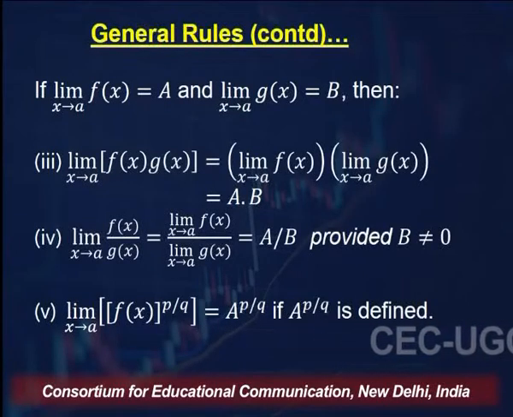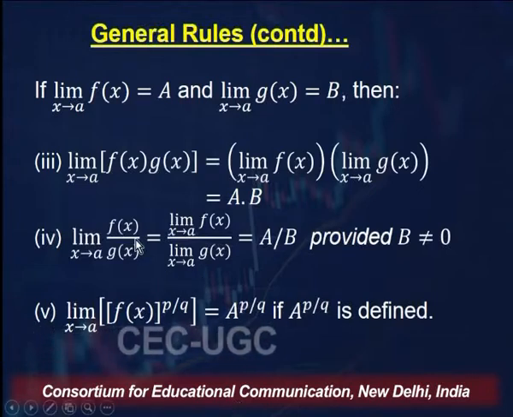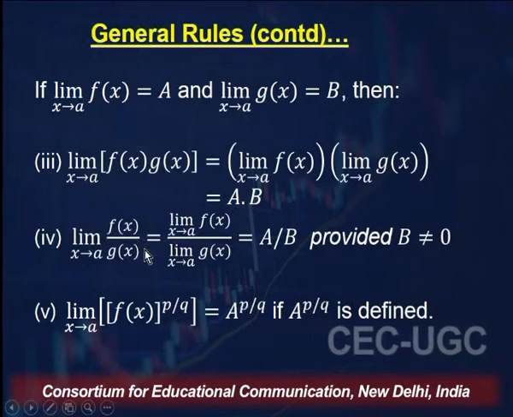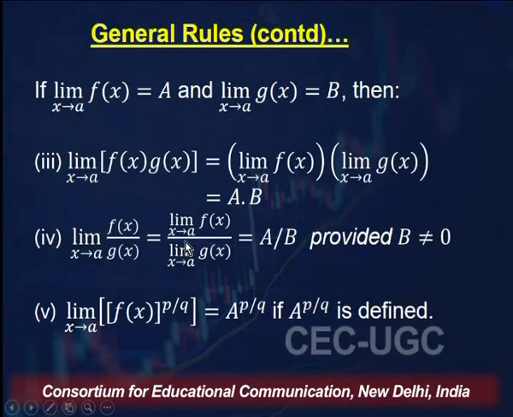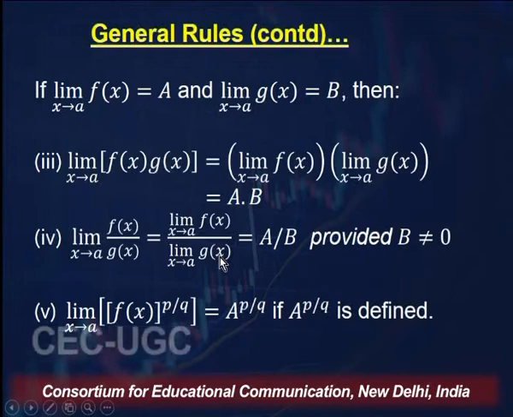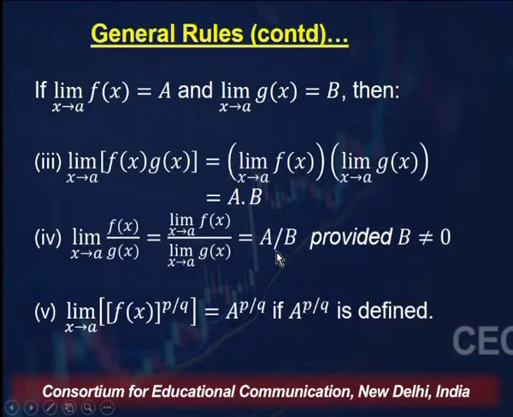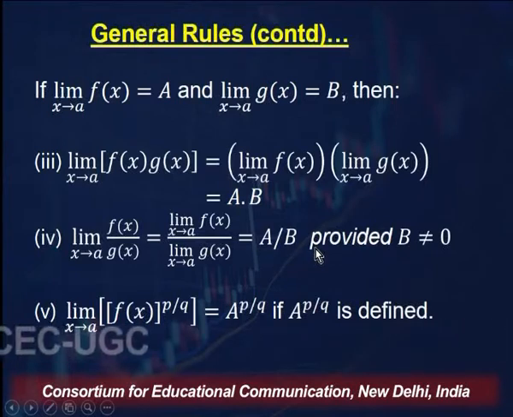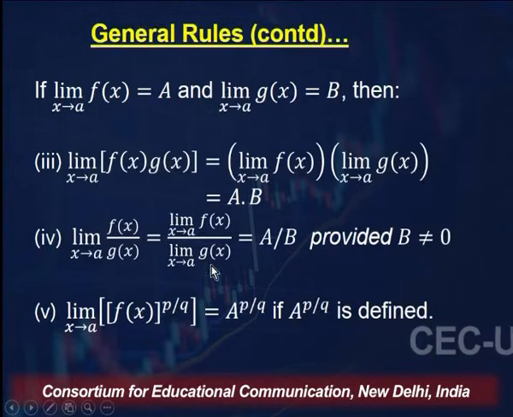The next rule is again an important rule. It is saying that if I take the ratio of two functions, f of x divided by g of x, and I take the limit as x tends to a, then this is nothing but the limit of the function f as x tends to a divided by the limit of the function g as x tends to a, which will then be a by b. But this rule applies provided that the denominator, capital B here, is not 0. So the limit of the function g as x tends to a should not be 0.